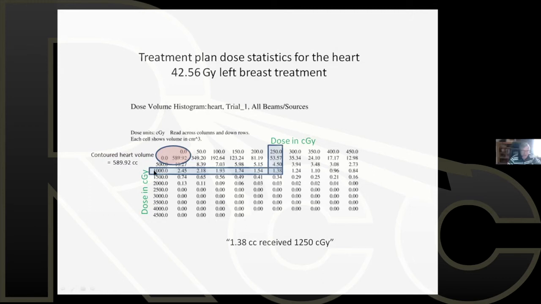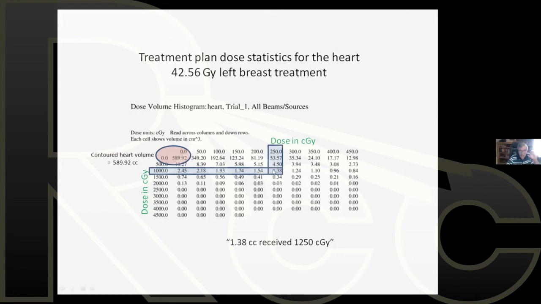So let's look at 1000 centigray. And then you come down in this column, 250 centigray. So if I was reading this, I would say 1.38 cc's received 1000 plus 250, or 1250 centigray. So this is the way you calculate those bins, those little bins that I talked about. It's calculated this way by looking at how much volume got how much dose.